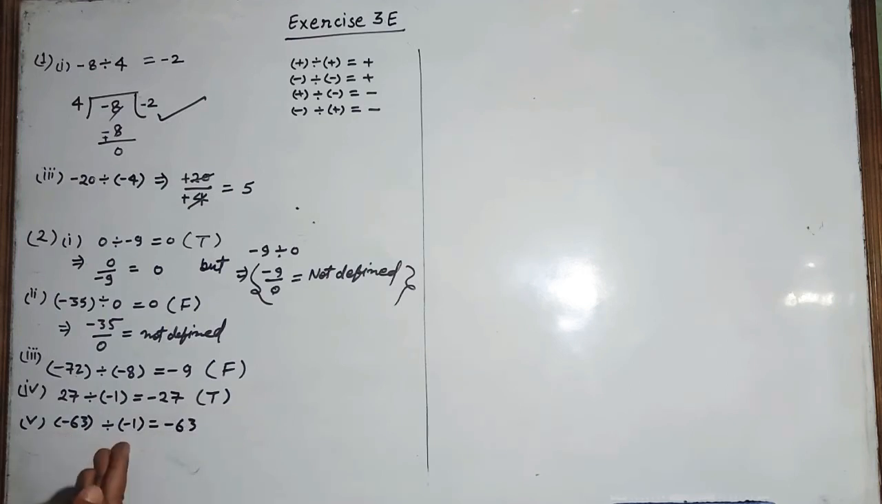So a negative divided by a negative number, our result should be positive, but here it is negative, so it will be a false statement. Now come to question number 3.